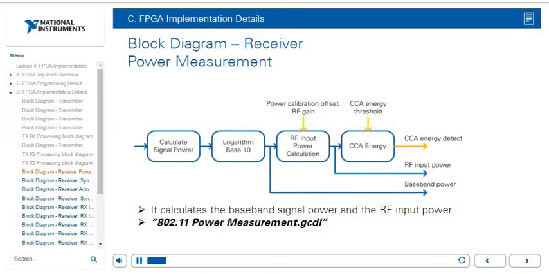This is a block diagram of the power measurement block in the receiver. This calculates the baseband signal power and the RF input power. It does so with these 4 blocks. There's a calculate signal power block, logarithm base 10, then an RF input power calculation, where it also gets in power calibration offset and RF gain, and then CCA energy, where it gets input from the host of CCA energy detection threshold. The outputs from this block are whether or not a CCA energy is detected above the threshold, the RF input power, and also the baseband power.